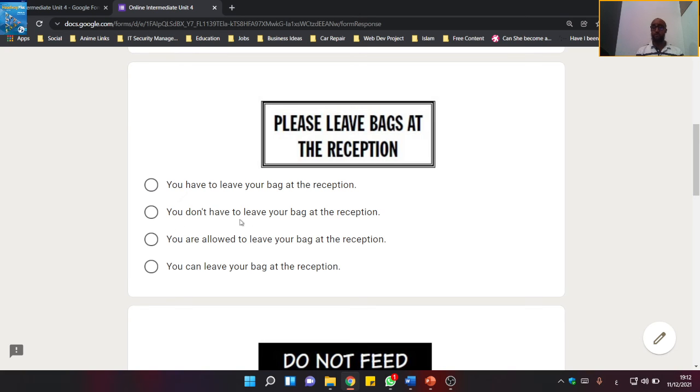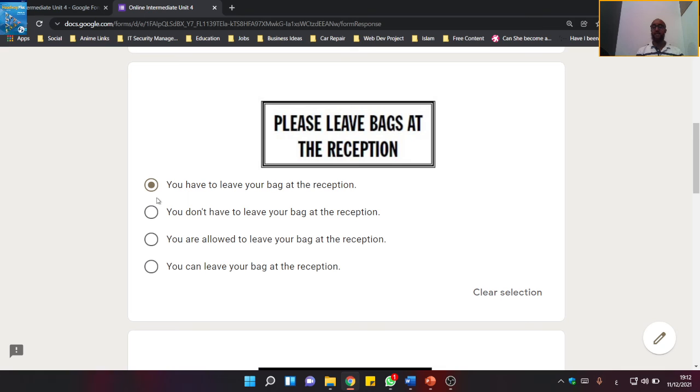You don't have to leave your bag. You're allowed to leave your bag, or you can leave your bag. What do you think is the better answer here? Tick tock, tick tock. I would say you have to leave your bag at the reception.